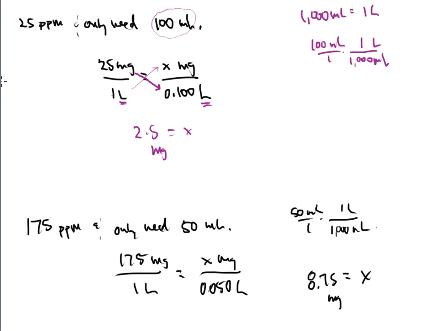Okay, that's all that we're doing here, and that's all that this upcoming assignment will be. It will be how would you prepare this various concentration if this is the volume that you want. And it's just a cross ratio and proportion. That's all there is to it.